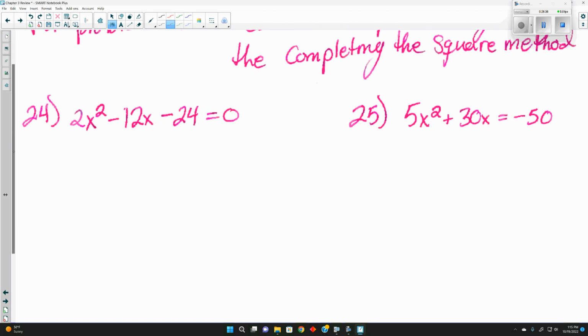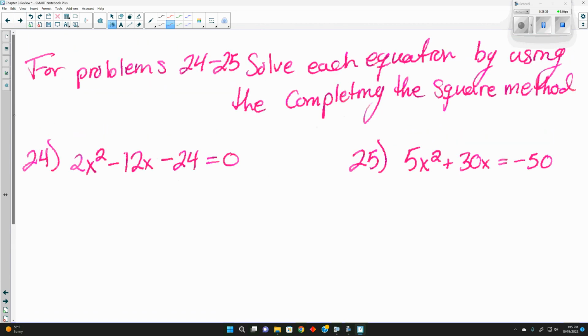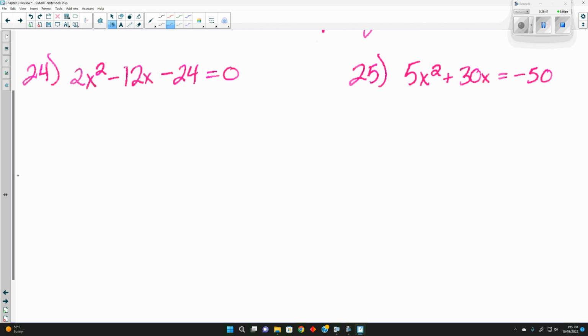Now, 24 or 25, which one of these do we want to look at for completing the square? 24. Now with the completing the square, since it tells us a method to use, I want you to use that method. If you get completely stumped on it and still can solve it another way, go on and solve it another way. You'll lose the 1 or 2 points for not solving by the correct method, but you'll still get the full points for getting it correct.